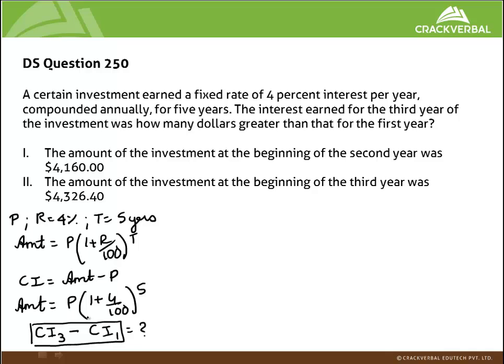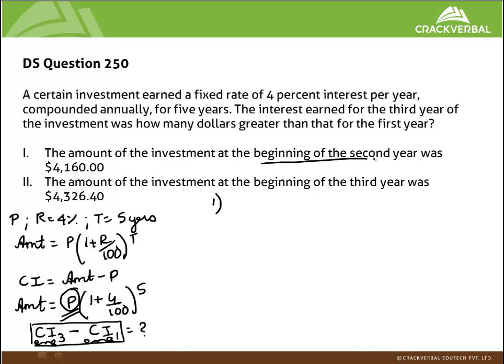Now to find the compound interest for the third year, we need information about the initial principal invested. And to find the compound interest of the first year, we again need information about the initial principal invested. We already have the time here to be 3 years and the time here to be 1 year. So if the statements give us information about the principal P, we'll be able to find the difference of CI3 minus CI1.